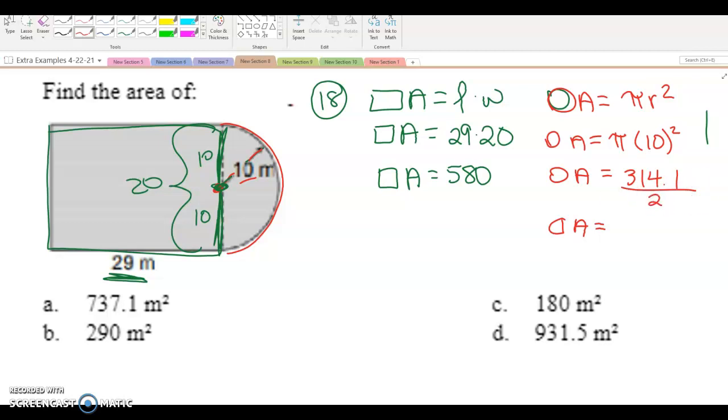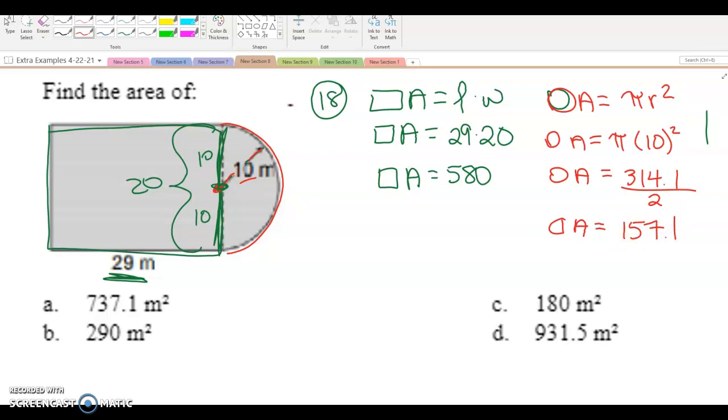So 314.1 divided by 2 will be 157.1. That was my fault. I wasn't including the 1 there. There we go. So 157.1. Now what do I need to do with them?